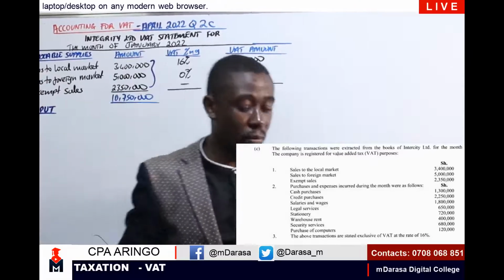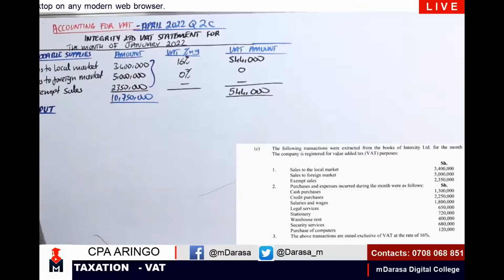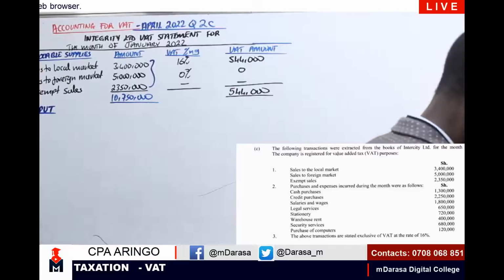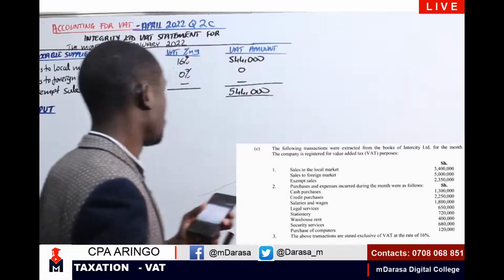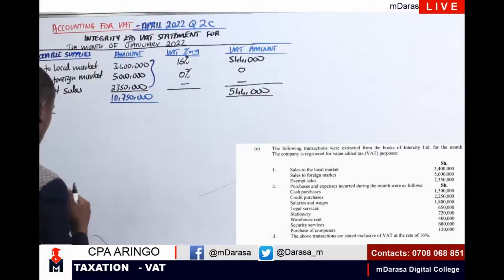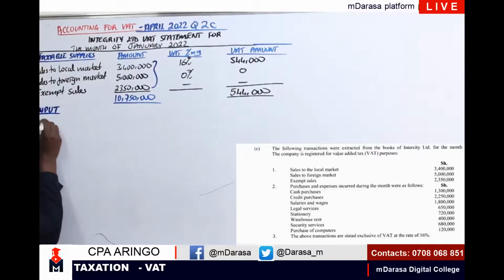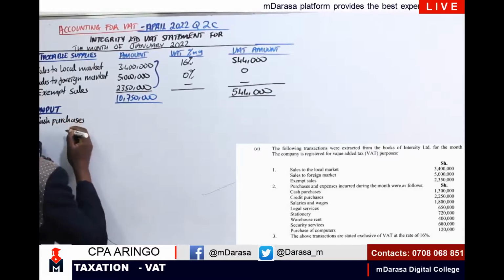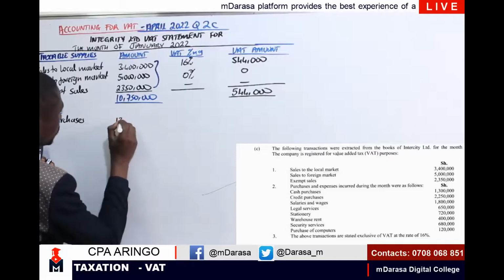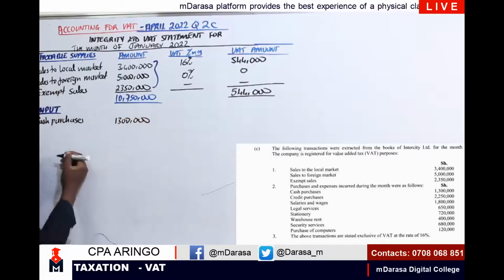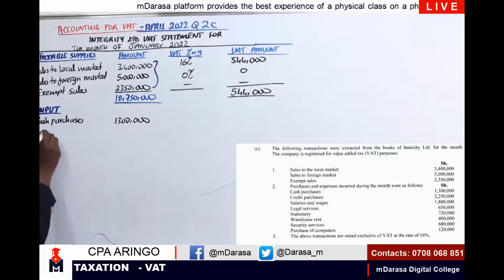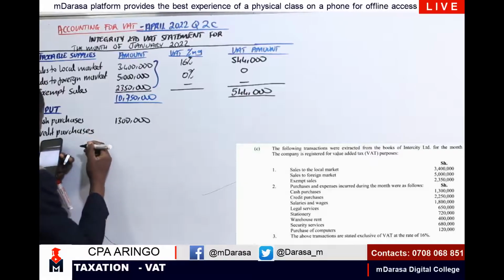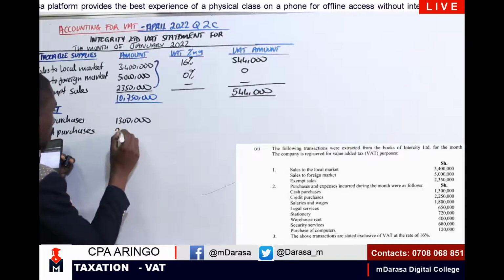So talk of our input. Our input, my good students, I'll just take the figures away they are here, which in this case, I'm having the following. Number one, we're having cash purchases. I'm given a figure of 1.3. We are having credit purchases, I'm given a figure of 2250.